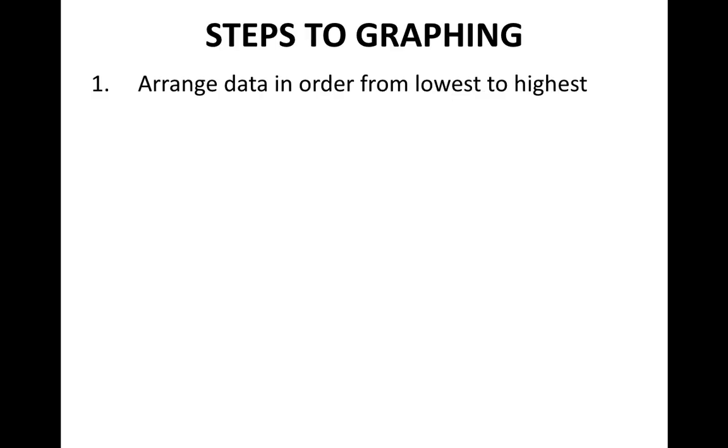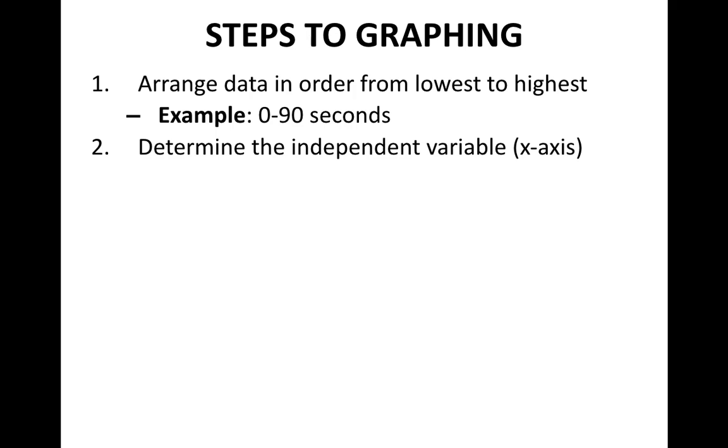So what are some steps? Well, when you're looking at your data, it may not always be in order from the lowest value to the highest value. You want to make sure that you're keeping the data points together for when you're graphing. So really on the x-axis, what's the lowest to the highest number? So for example, if you have time, you would want 0 to 90 seconds. You wouldn't want your starting point to be 50 and your ending point to be 20. That doesn't make sense. You would want smallest to largest numbers.